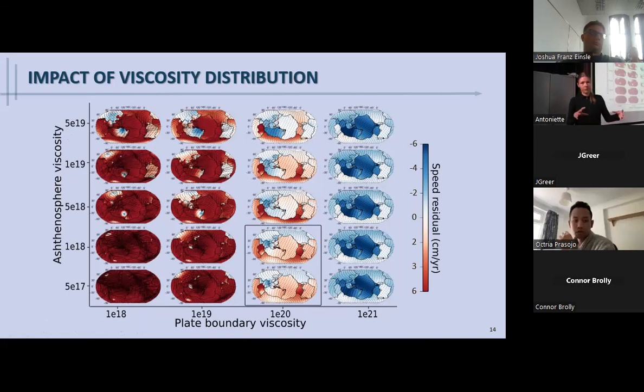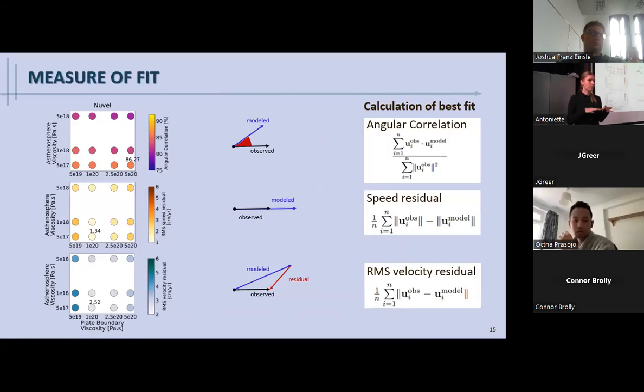But this is looking at it in a qualitative way, and now we also want to quantify which of these models actually has the best fit. We used 3 different criteria to compute the fit. The first one is the direction of plate motion, where we compute an angular correlation. If our plates move in exactly the same direction as the observed plate motions, then we get 100% correlation. If it's 90 degrees off, we get 0. And if they move in the opposite direction, we would get a negative value.